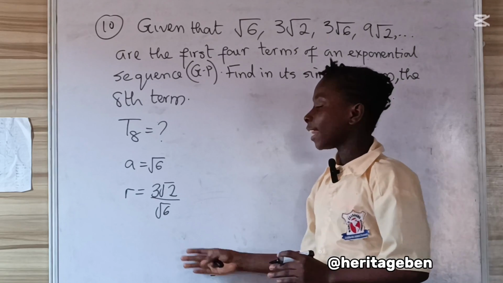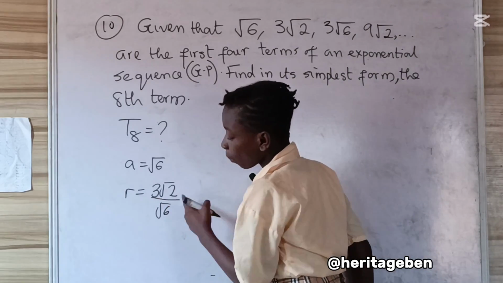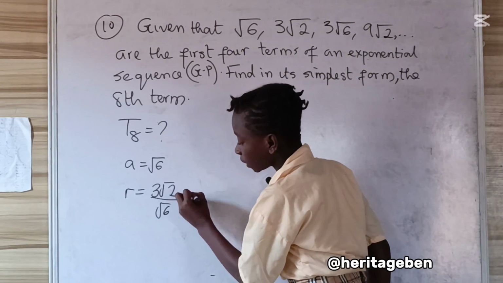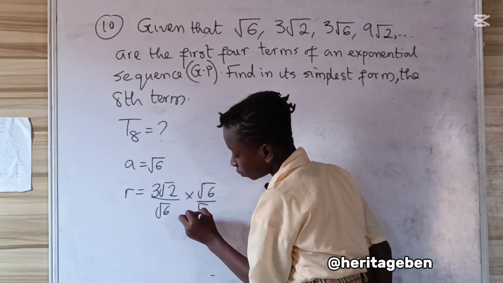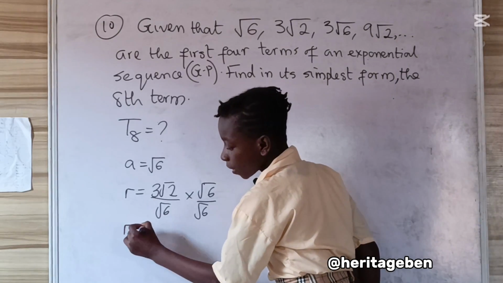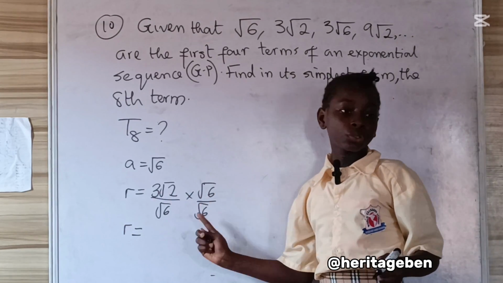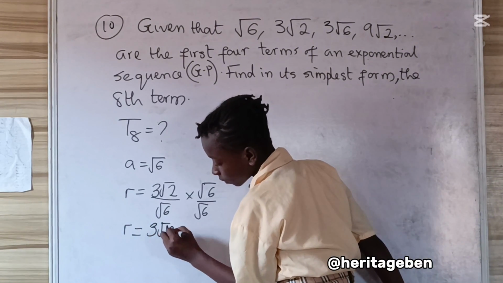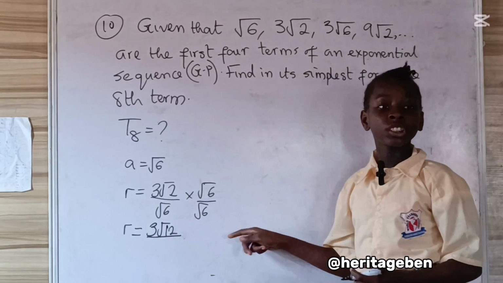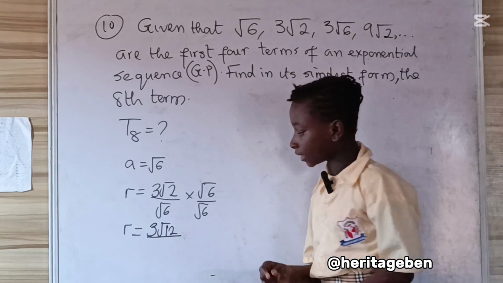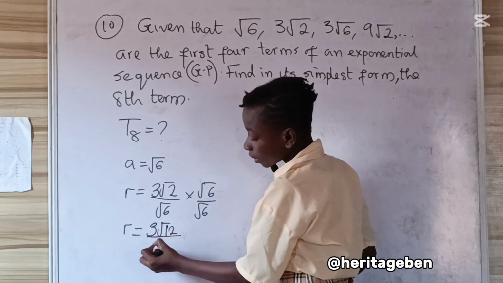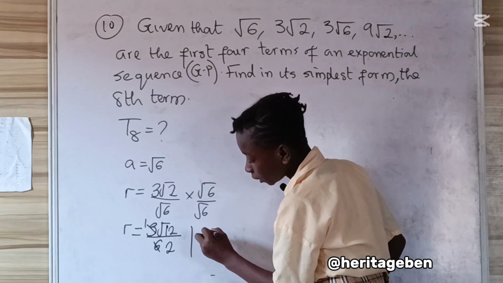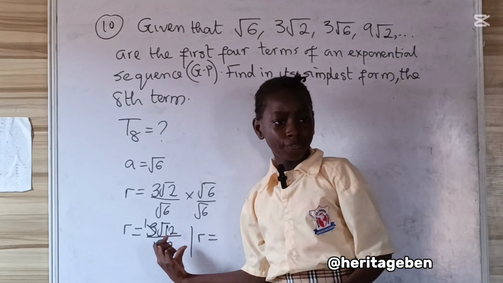Now, the next step, let's rationalize this. So, we multiply the numerator and the denominator by root 6 divided by root 6. So, the common ratio is equal to 3 root 2 times root 6, which gives us 3 root 12, divided by root 6 times root 6, which gives us root 36, and root 36 is 6. So now 3 can go here 2, 3 can go here 1. So the common ratio is equal to, now let's simplify this root 12.